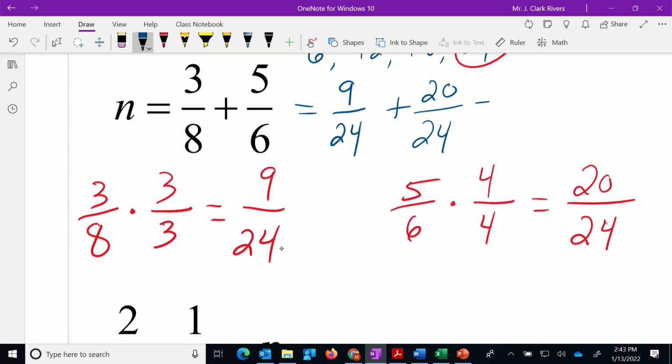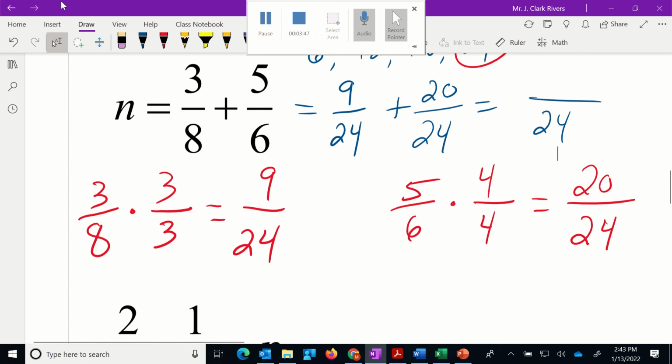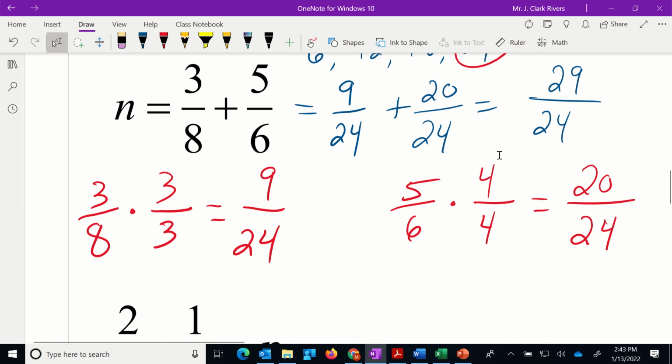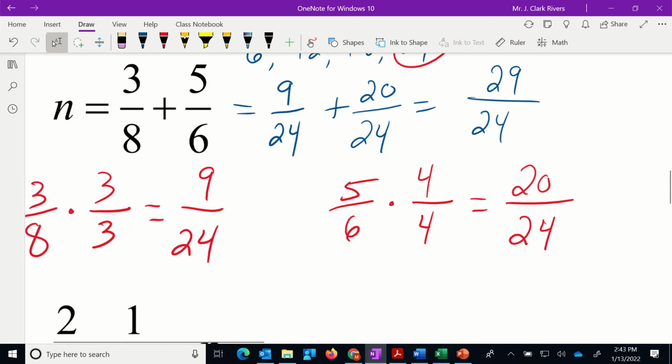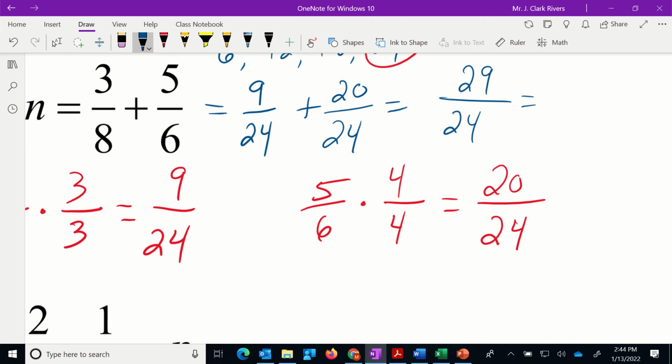Now everybody take a moment and add those fractions, simplify if needed. And we should get 29/24. Is that simplified, yes or no? It is simplified. What could turn it into that? You could turn it into a mixed number. So that's an improper fraction that is simplified. So if you gave me that as an answer, you would get full credit.